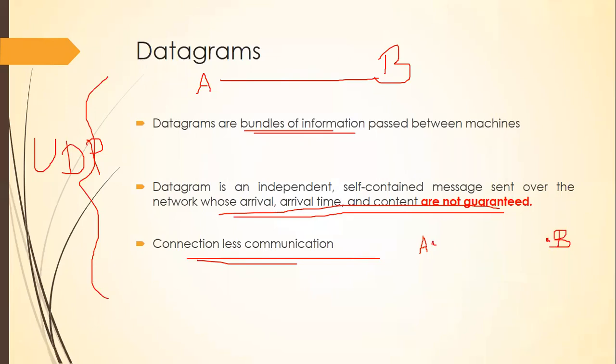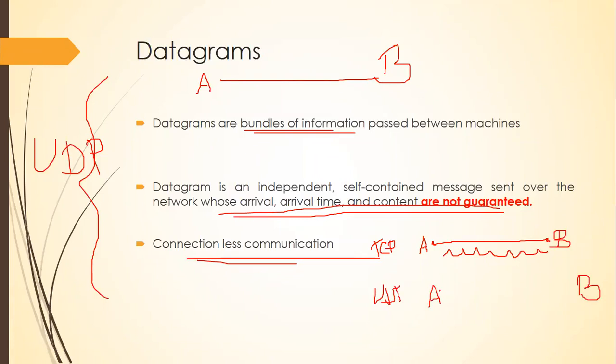Okay, this is what happens in TCP/IP. A asks, can I make a connection? B tells, okay, make a connection. And then the connection is made. Only after the connection is made, you will send data. Okay, this is how TCP/IP works. In UDP, what happens is you will have an A, you will have a B.